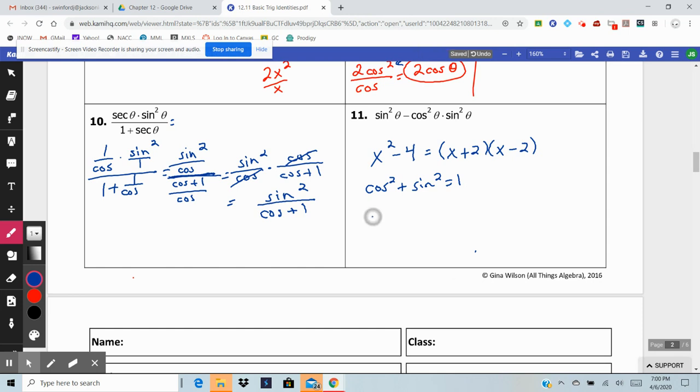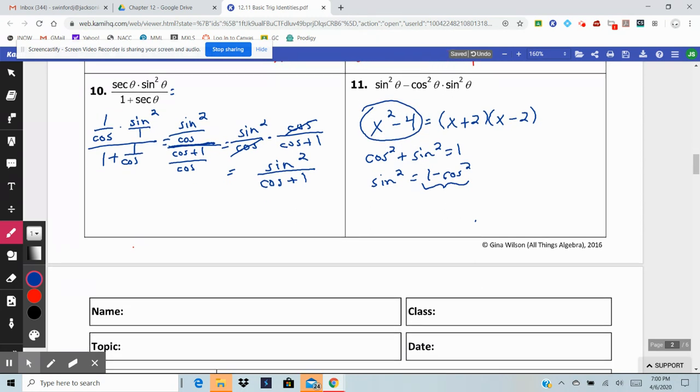You can do either one, but let's move the other one to the other side. Let's take cosine squared and move it over and write that as 1 minus cosine squared. And I want you to look at this and compare it to this, because 1 minus cosine squared is actually a difference of squares. So that could be factored into sine squared is equal to 2 sets of parentheses: 1 times 1 gives you the 1, and then minus cosine squared will be a plus cosine and a minus cosine.